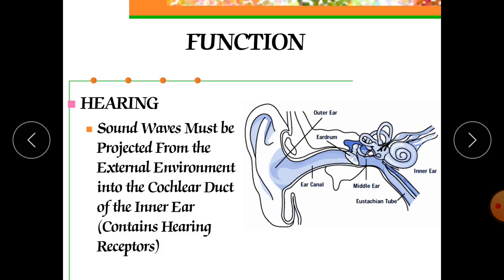And up to 120 decibels we can hear, we have no problem. But if it crosses 140 decibels, it will be painful, lots of pain will develop in the ear, and it can develop into deafness also if we are continuously exposed to that sort of decibels. So we should not hear sound of more than 140 decibels.